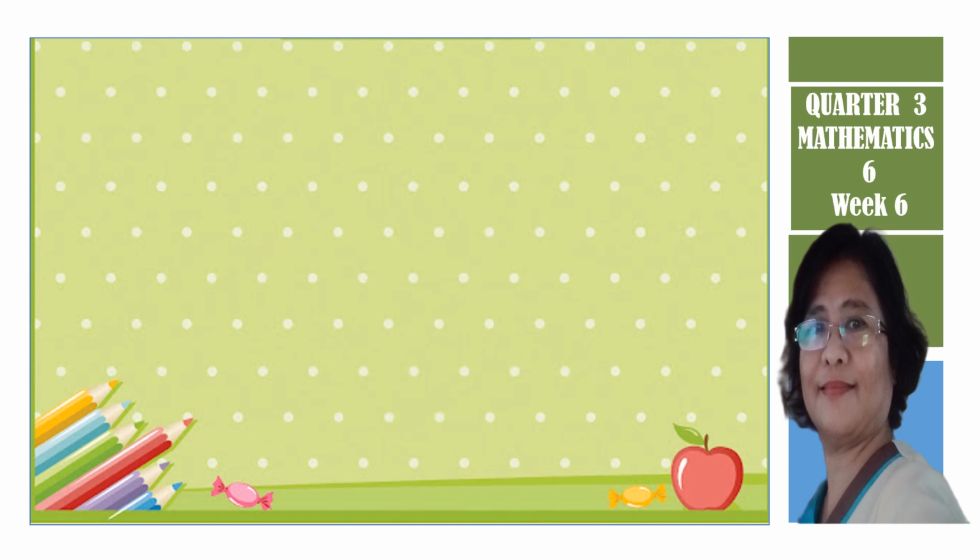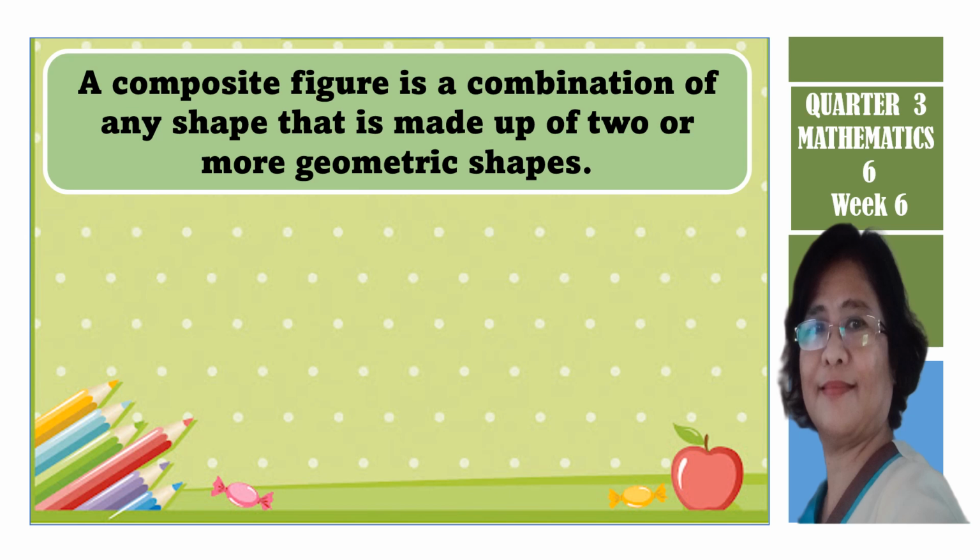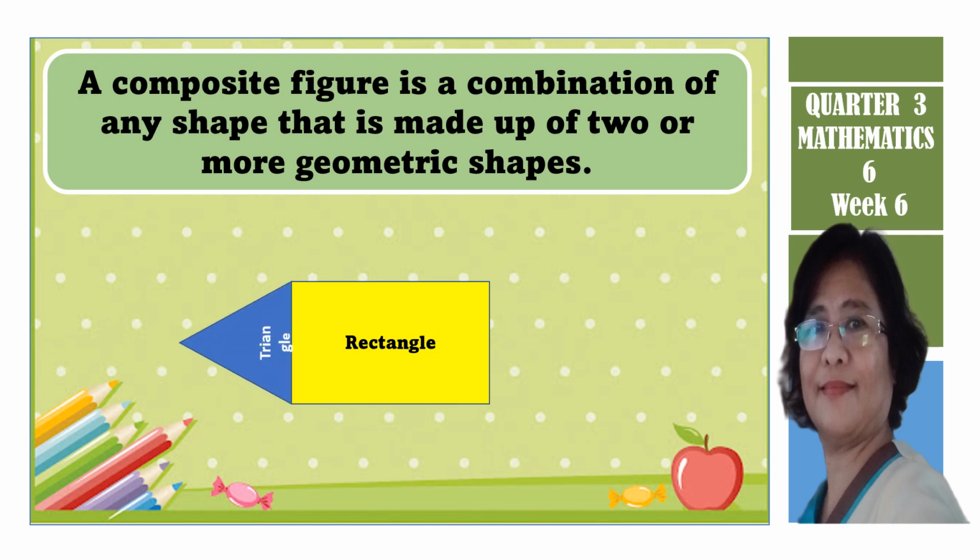A composite figure is a combination of any shape that is made up of 2 or more geometric shapes, just like the figure below. Now, I want you to find the area of this composite figure. Since the figure is formed by combining two or more plane figures, to find its area, we also have to combine the area of the figures formed. Let's do it.